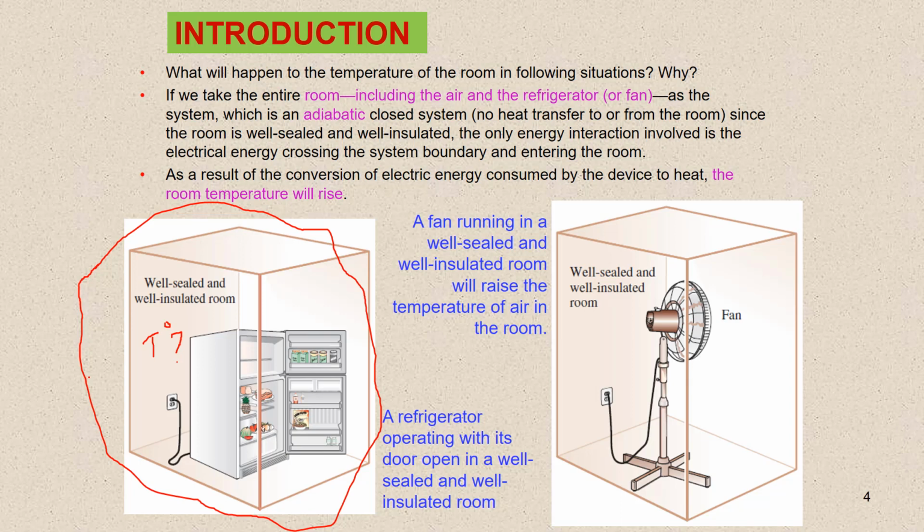take for granted. If we take the entire room, including the air and the refrigerator, as the system, which is an adiabatic closed system, since the room is well sealed and well insulated, the only energy interaction involved is actually the electrical energy crossing the system boundary and entering the room. The conservation of energy requires the energy content of the room to increase by an amount equal to the amount of electrical energy drawn by the refrigerator, which can be measured by an ordinary electric meter.